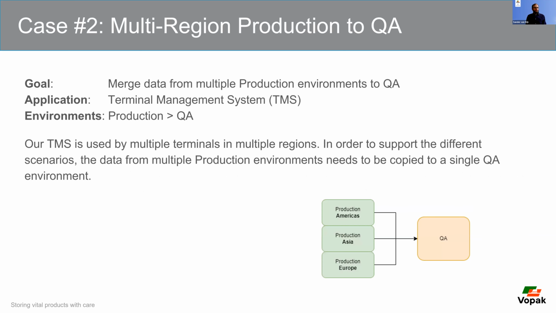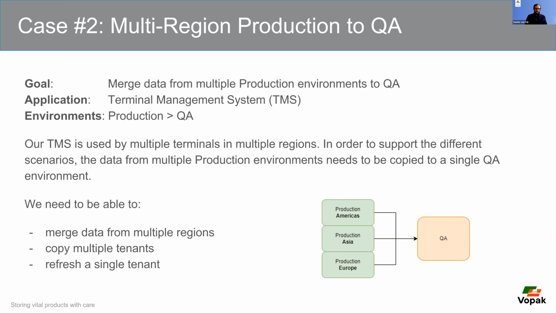Case number 2 consists of a couple of sub-steps. Like I told you, with the terminal management system, there are multiple terminals and multiple regions, so multiple production environments, but we do have a single QA environment for this use. So what do we need to do? We need to merge data from multiple regions. We need to be able to copy multiple tenants and also refresh a single tenant.